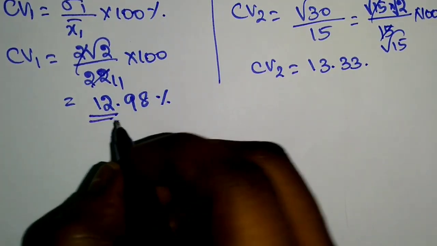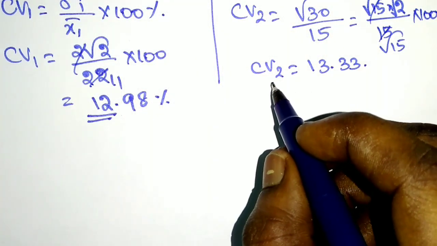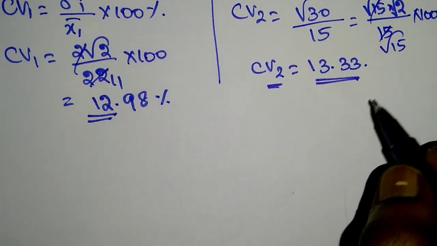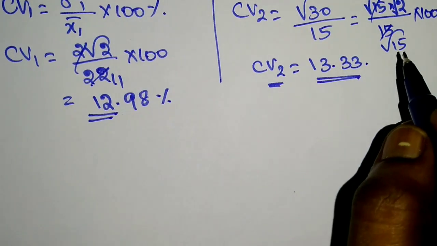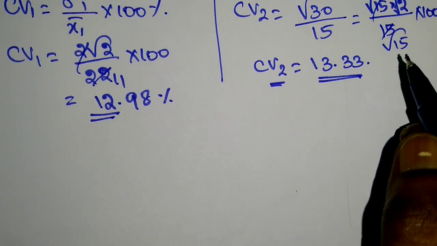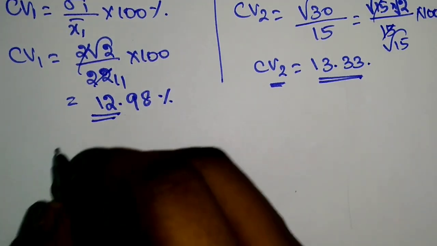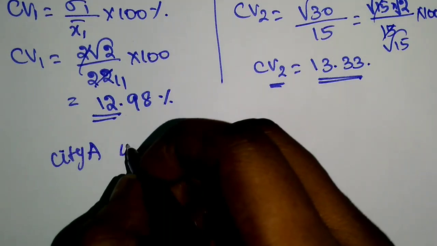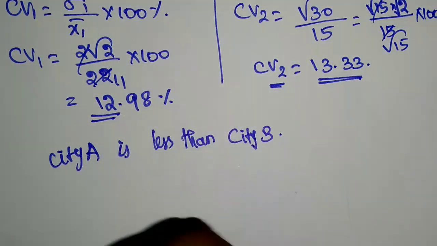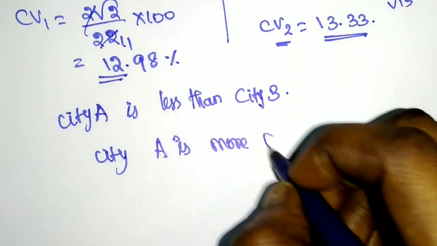So the coefficient of variation of city A is 12.98 and the coefficient of variation of city B is 13.3. The coefficient of variation of city A is less than that of city B, so city A is more consistent.